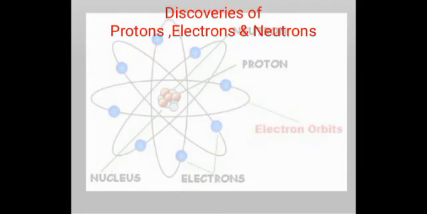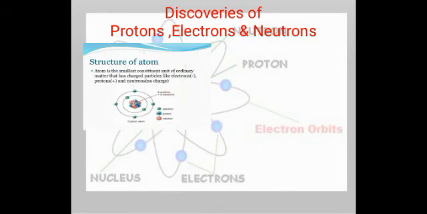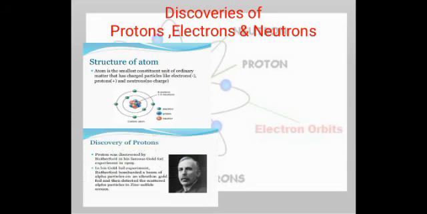So the discoveries of the proton, electron and neutron we will also discuss, in which the structure of the atom is the smallest constituent unit of ordinary matter, in which electron, proton and neutron are present. The proton was first discovered basically by Rutherford in his famous gold foil experiment, in which Rutherford bombarded a beam of alpha particles on an ultra thin gold foil and then detected the scattering of alpha particles on a zinc sulfide screen. You know this theory very well; you studied it in 9th class also. In the Rutherford gold foil experiment, the proton was found in the nucleus.